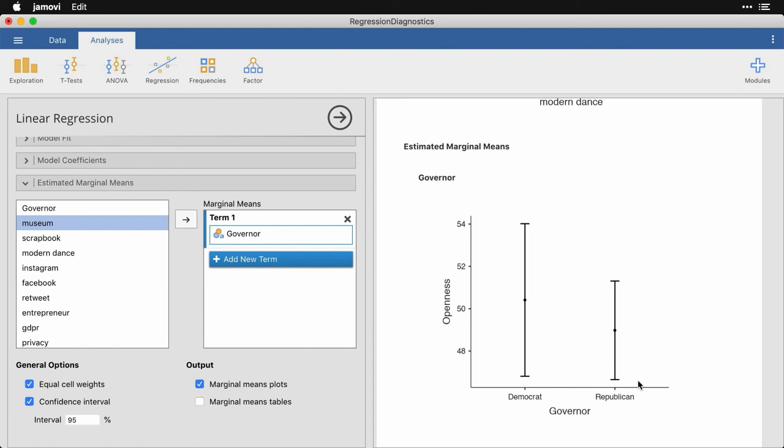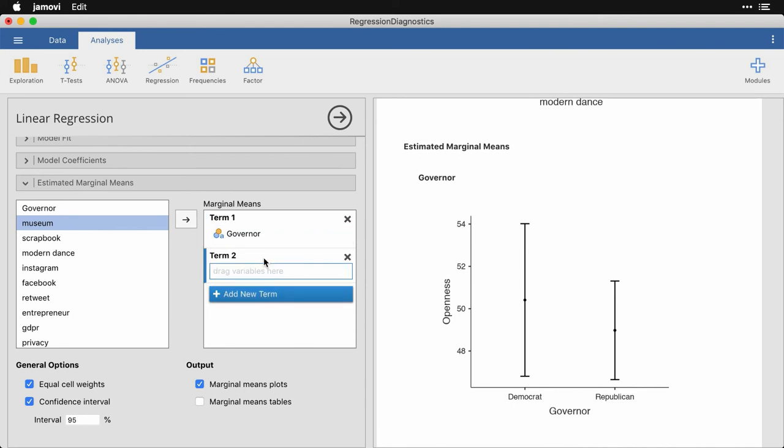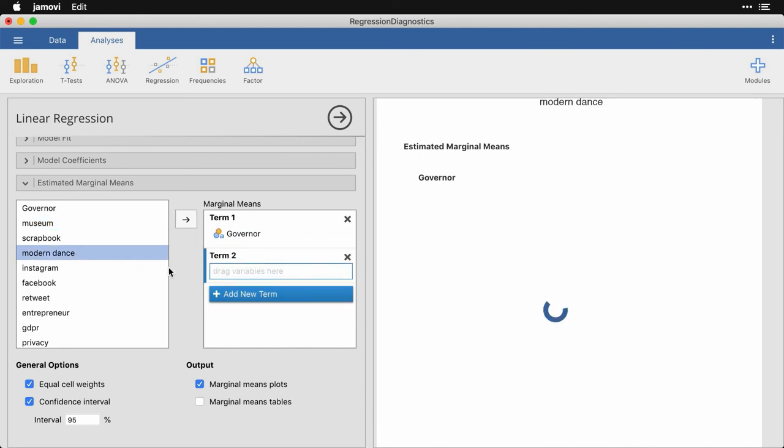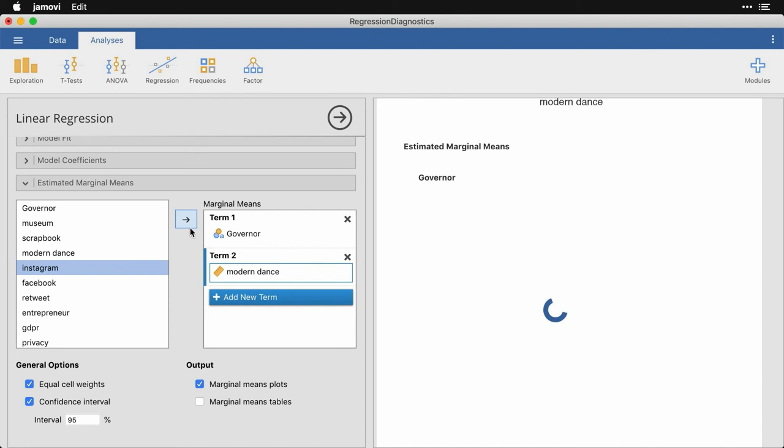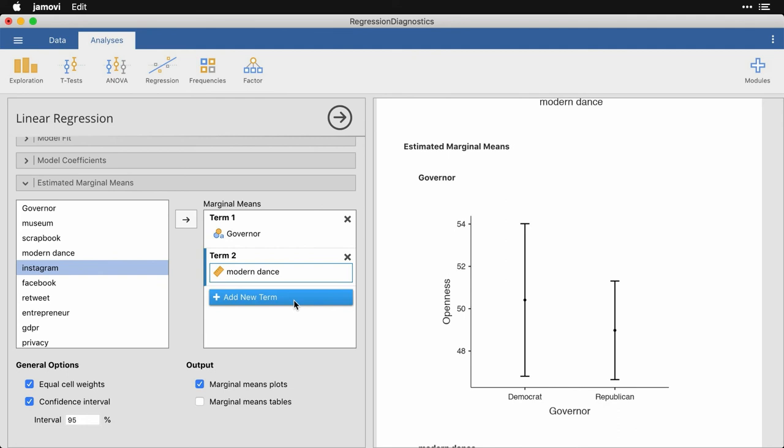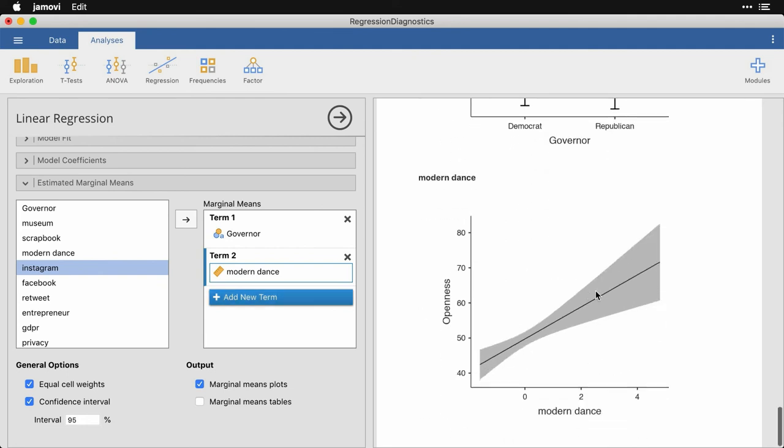And you can actually see, while the means are a little different, this dot is a little lower than this dot, the confidence intervals overlap substantially. And you can do this with other terms if you want. We can take, for instance, modern dance here, and we can put that in. And it's going to be a little different because this is a quantitative or continuous predictor, whereas the governor was a dichotomous nominal variable.